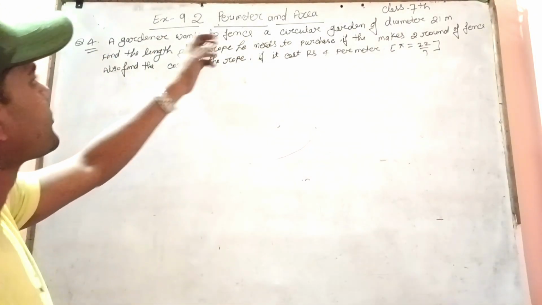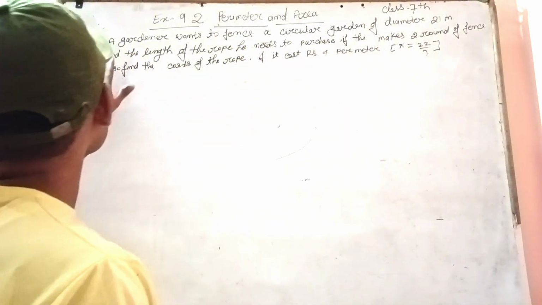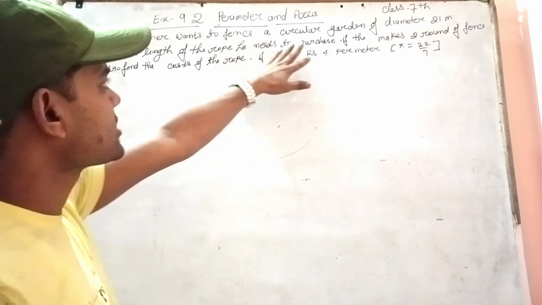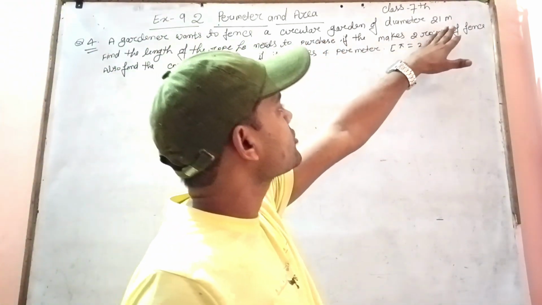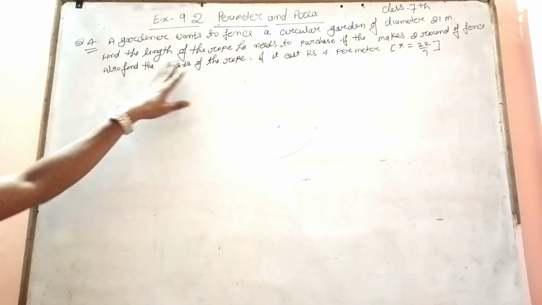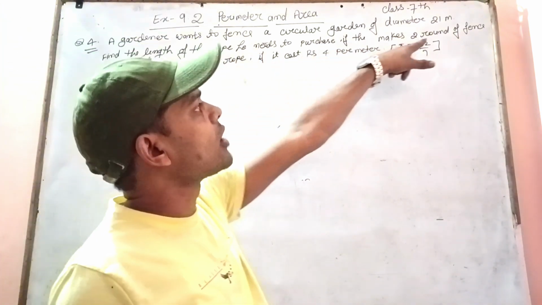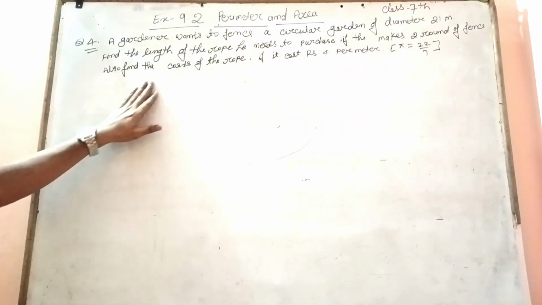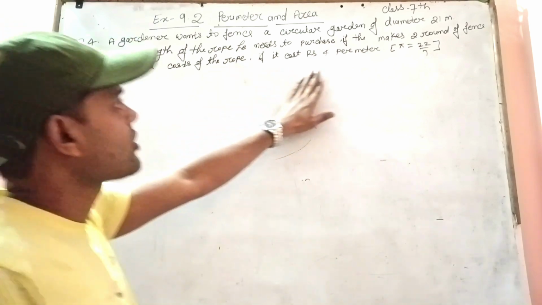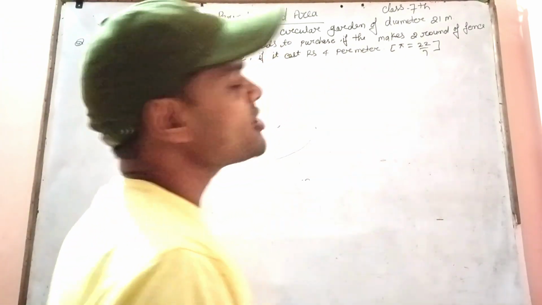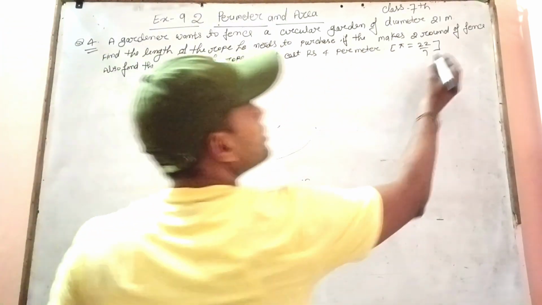Question number 4. Perimeter and area. A gardener wants to fence a circular garden of diameter 21 meter. Find the length of the rope he needs to purchase if he makes 2 rounds of the fence. Also find the cost of the rope if the cost is rupees 4 per meter.